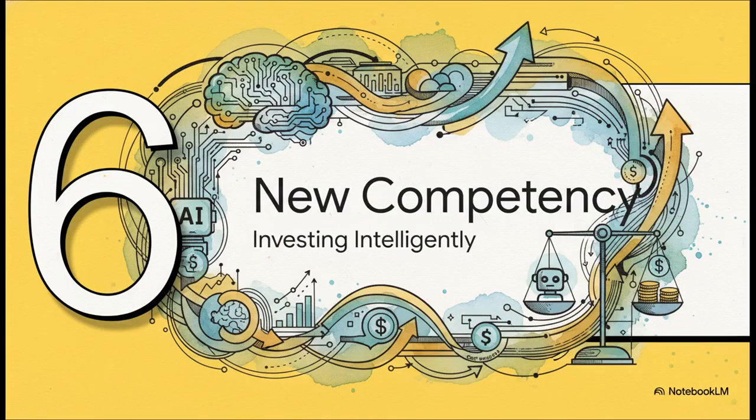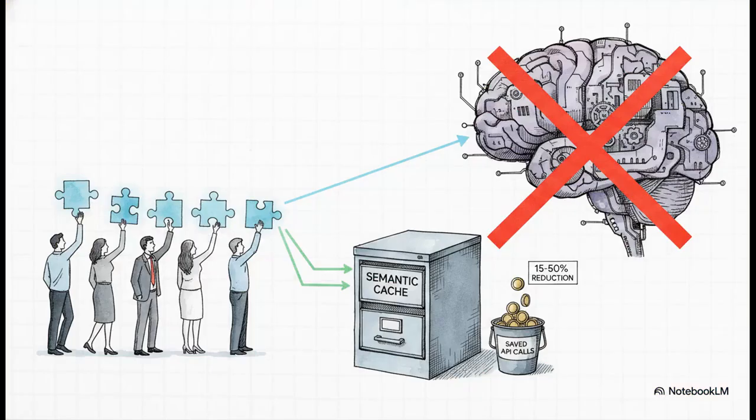And our final stop, Section 6, the new professional competency, investing intelligently. Look, adopting these practices isn't about restricting how much you use AI. It's about treating AI literacy and cost awareness as a serious, elite professional competency. The goal of AI FinOps isn't just to pinch pennies or stop you from innovating. It's about finding that absolute sweet spot for efficiency.